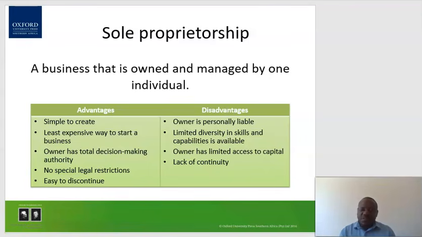There is lack of continuity. As I said, it's easy to discontinue. So the fact that it's easy to discontinue, there is also lack of continuity. If the owner dies, the business dies with them. So while it is very easy to start as a sole proprietor, if you're thinking of perpetual existence of the business and you want to build a legacy, it's always good to consider other forms of business enterprises.